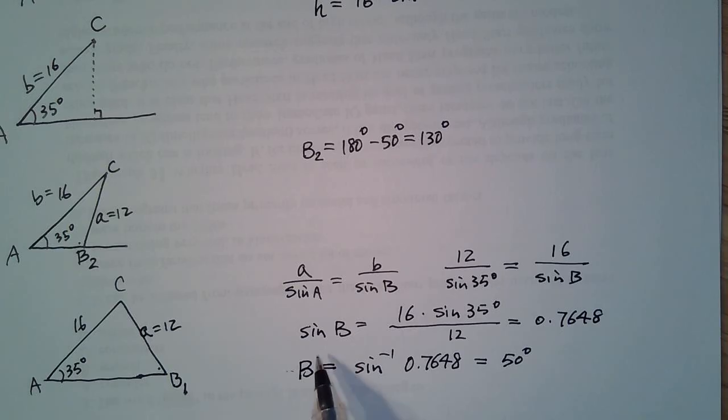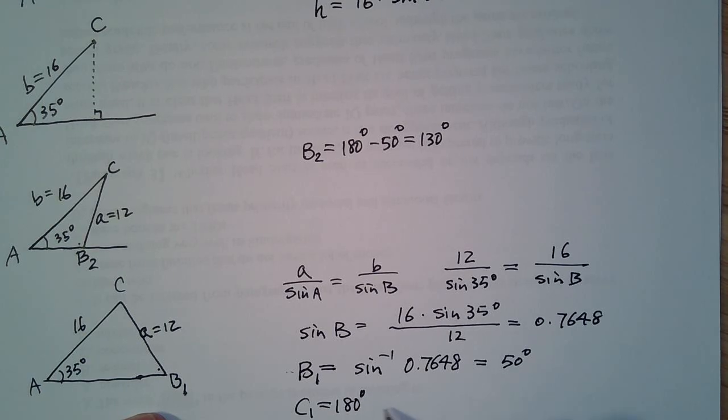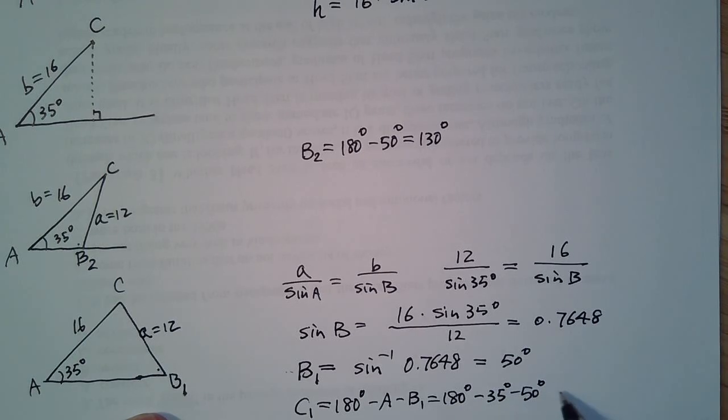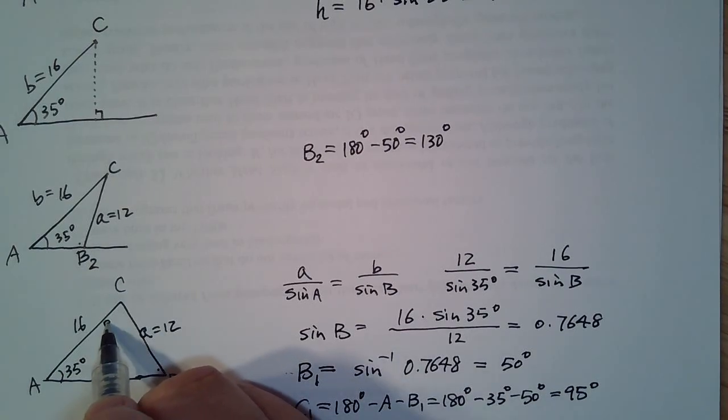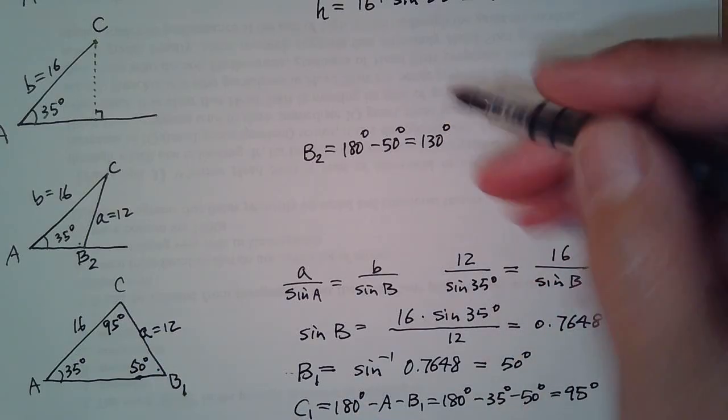So we know A is 35. So my C1 is going to be 180 minus A minus B1, which is 180 minus 35 degrees minus 50 degrees. And that is going to be 95 degrees. So I know the angle B1 and the C1. So this is 95, and here is a 50. See? Pretty good, huh?